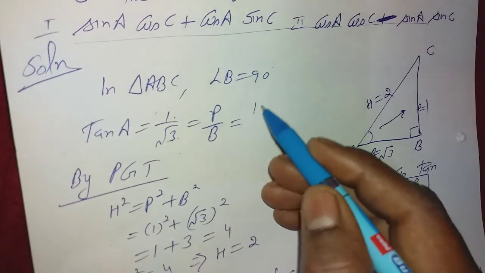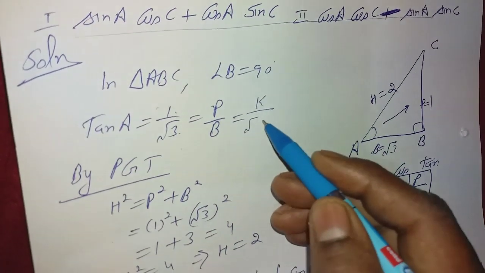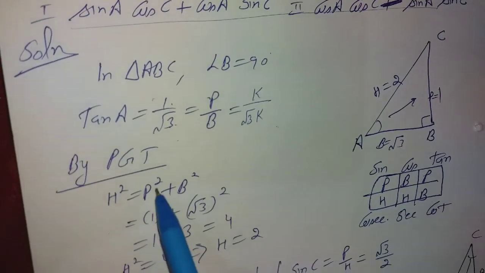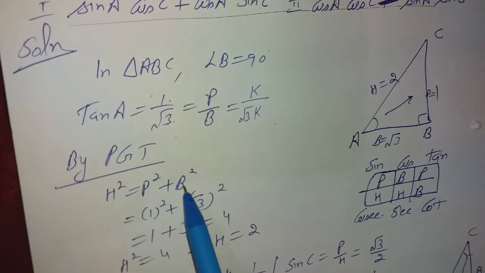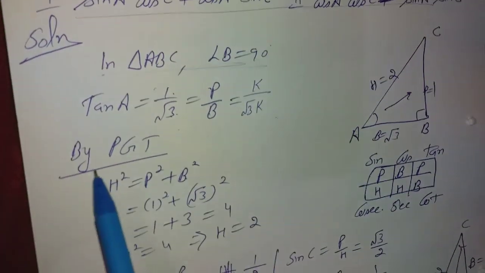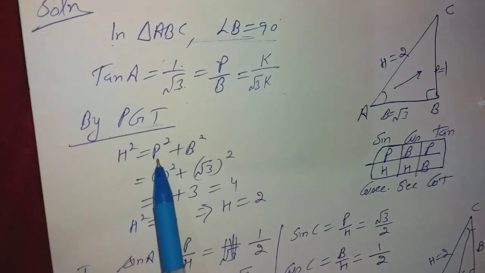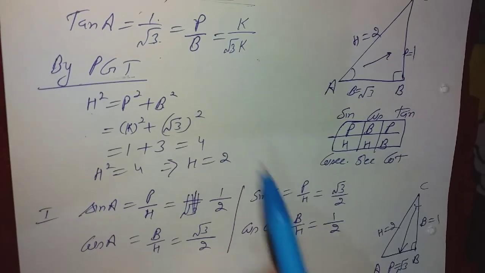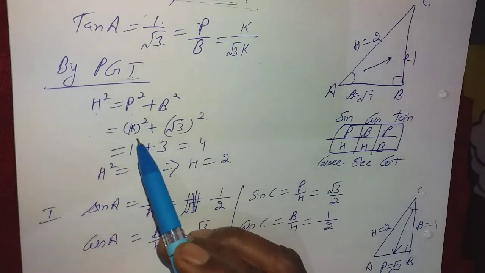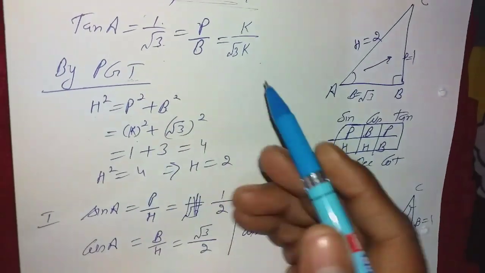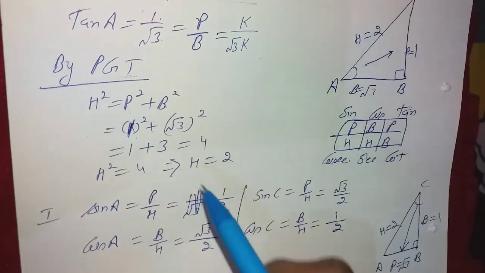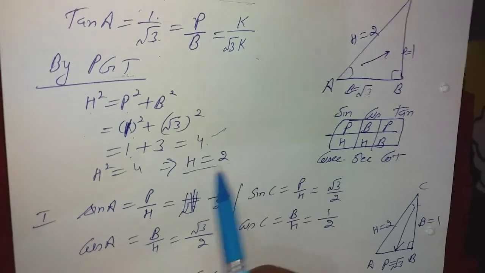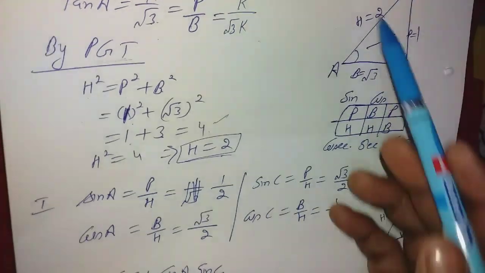So that will be k upon root 3 k. We can write it. So h square equals p square plus b square, because the triangle is right angled, so we will use the Pythagoras theorem here. The value of p is k. Without k we can also solve it, so we can put 1 here. Square of 1 is 1, square of root 3 is 3, it will be converted into 4. So the value of h is 2.